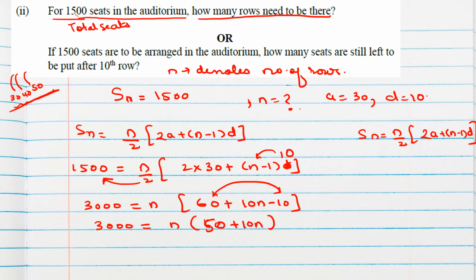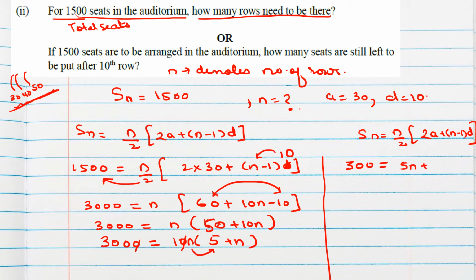If I take 10 outside, from both sides we can cancel. I'll keep 10 outside, so 5 plus n will remain and then the 10s I will cancel. To get the simplified form, if I multiply this n, I'll get one quadratic equation. After rearranging I will get this quadratic equation. So it started with AP but in between we also got a quadratic equation.